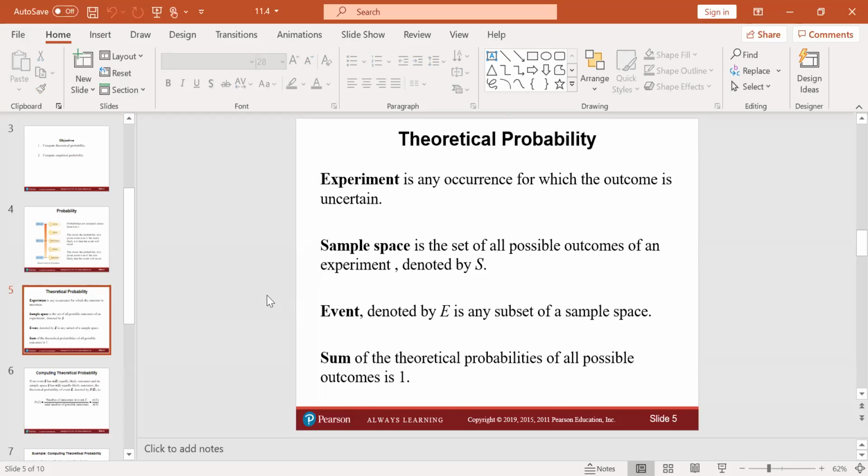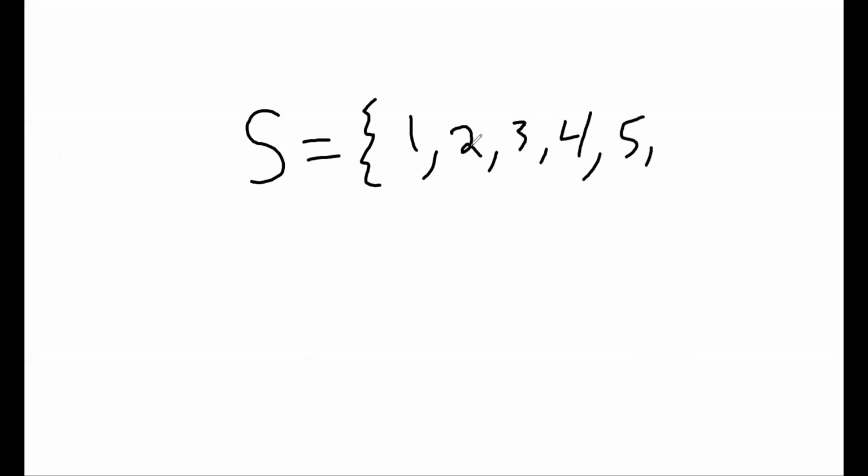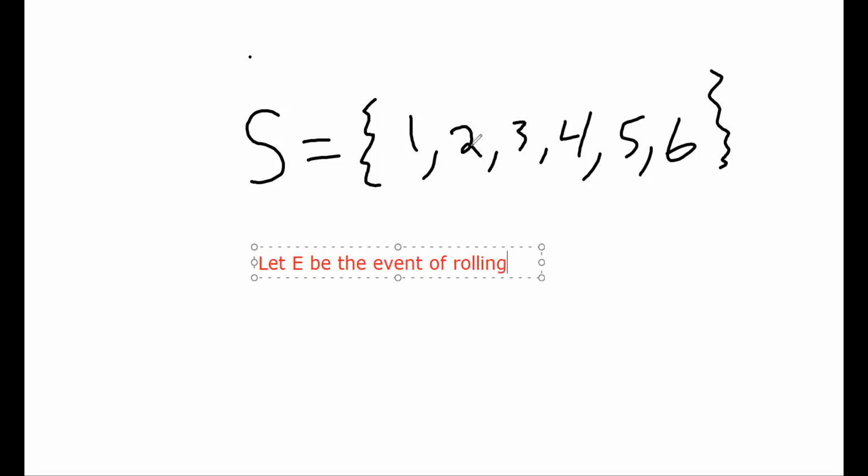So think about rolling the dice. If you roll a single die just by itself, I'll actually write this out with you. Your sample space is going to be the set, so I use set brackets, of all possible outcomes. A single die only has 6 outcomes: 1, 2, 3, 4, 5, 6, assuming you're rolling a standard die. Now, an event is any subset of that. So let E be the event of rolling an even number.